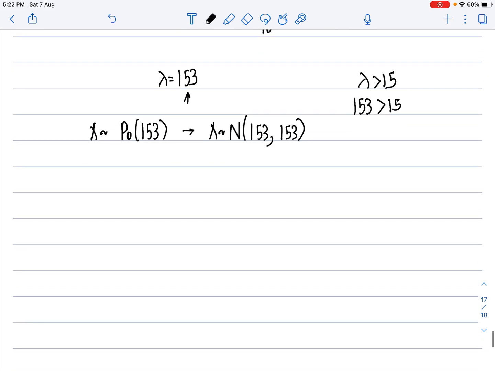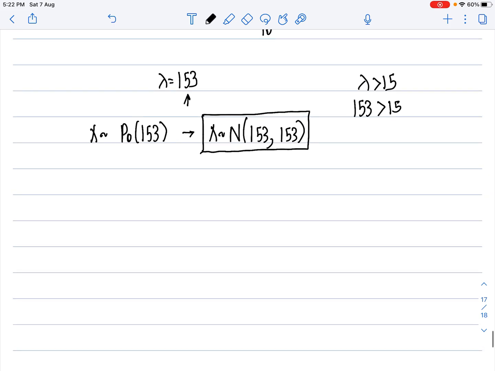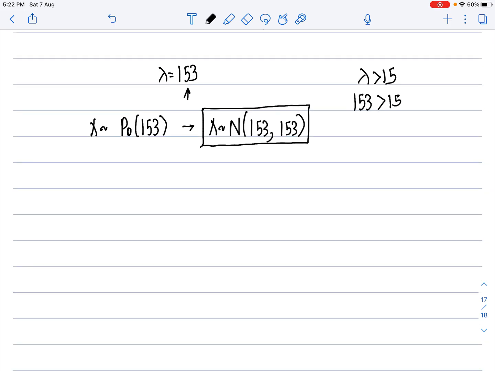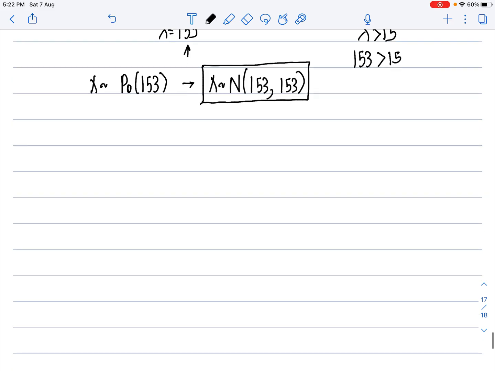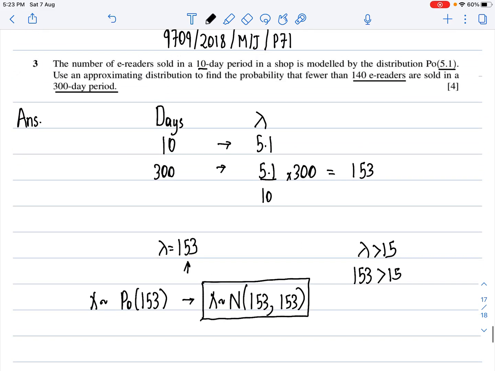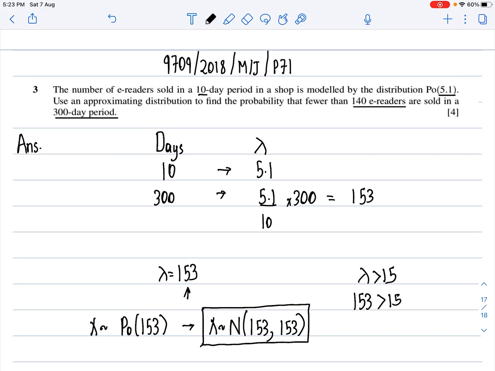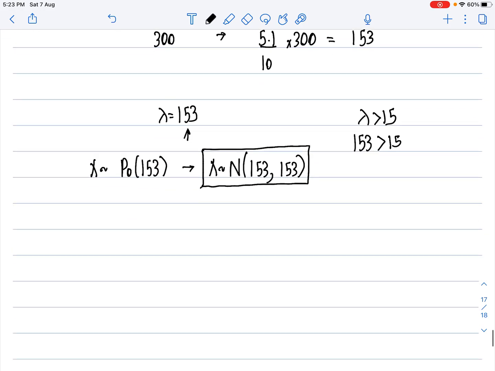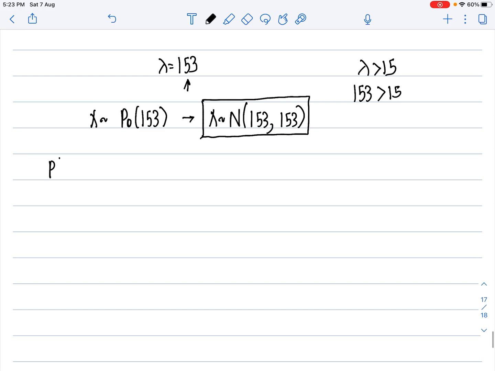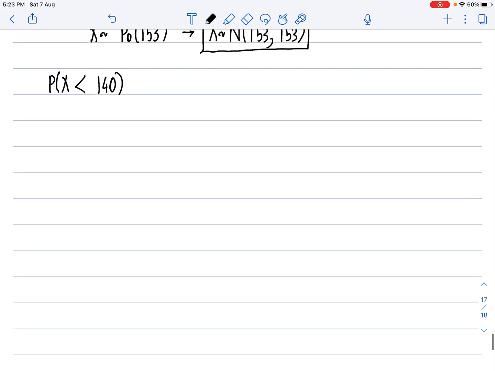Correct? So now we are basically following the normal distribution. So you always need to remember the conditions thoroughly. It's a very important thing. So now what do I need? I need to calculate the probability that fewer than 140 readers. So I need the probability that x is fewer, which means strictly less than 140. So I can simply make my normal distribution curve.